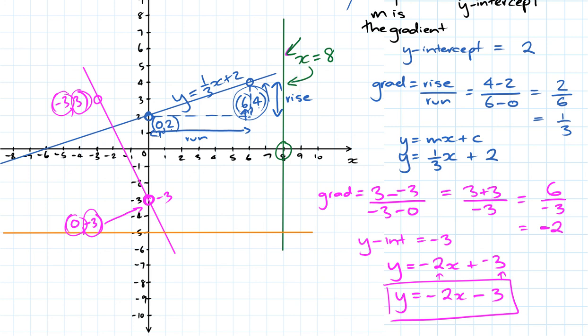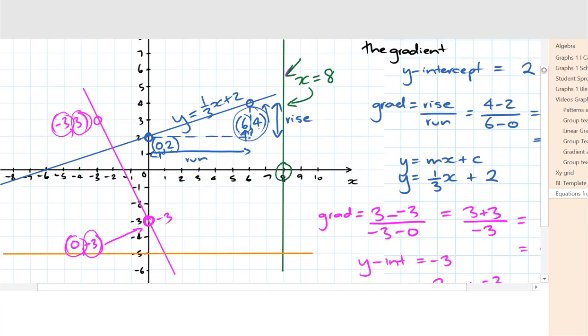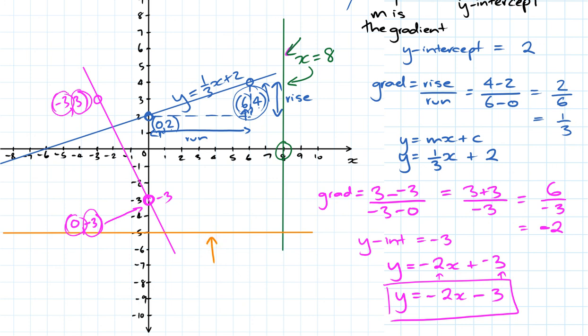If we have a horizontal line, such as what we have here, horizontal lines have the equations y equals some number. So wherever that horizontal line crosses the y-axis, that will be the number that goes here. You can see that orange line crosses or intersects the y-axis at negative 5. So the equation for that line will just be y equals negative 5.